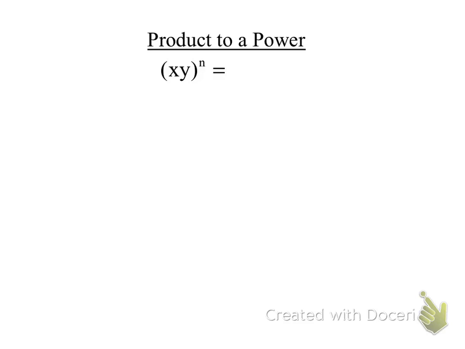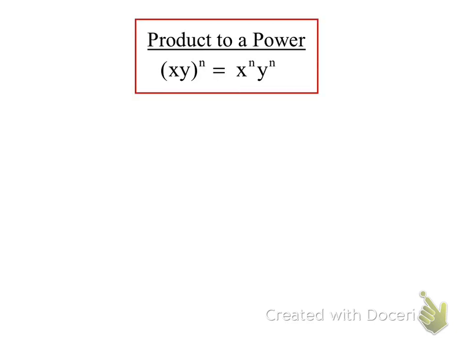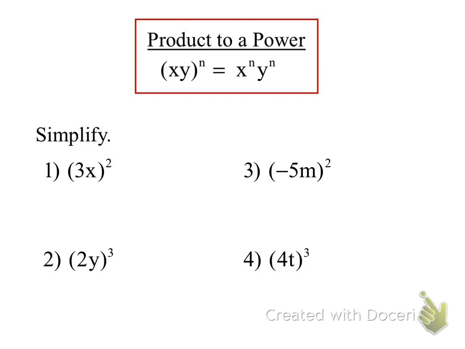A product to a power is when you have two things multiplied and they're both to a power. That means that x is to the nth power and y is to the nth power. Everything inside is to the nth power. So on number 1, let's see how they do it. They're going to do 3 to the second power and x to the second power. And then we have to simplify the numeric portion, which is 9.